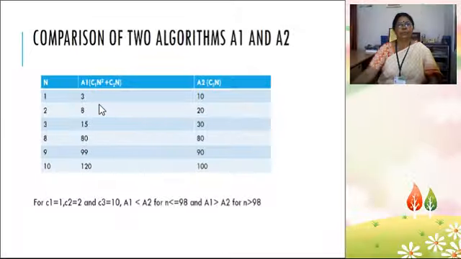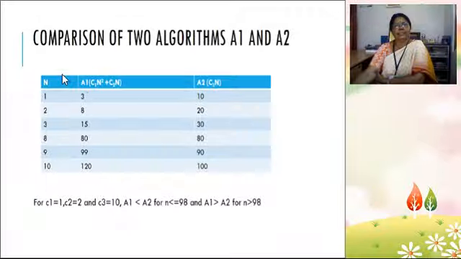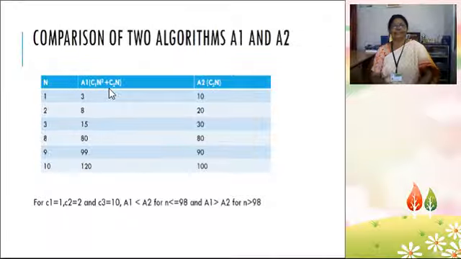Now consider 2 algorithms with runtimes, say algorithm A1 and A2. The runtime of the first algorithm is C1n squared plus C2n, where C1 and C2 are constants. Similarly, the runtime of algorithm 2 is C3n. Just by looking at the runtimes, we will conclude that A2 will always perform better than A1, because the order of magnitude is just n, but for algorithm 1 it is n squared. So we may say that A2 will always perform better than A1. But that's not the case if you look at the inputs.